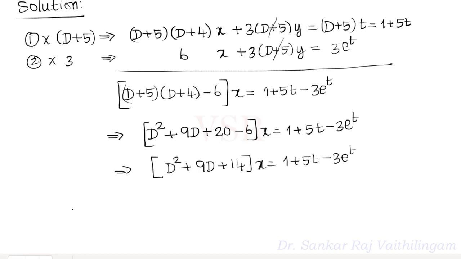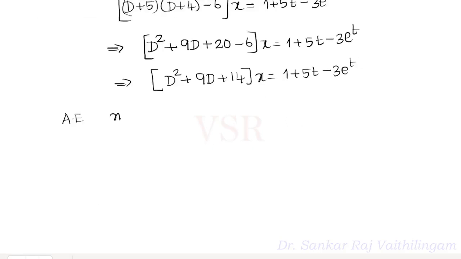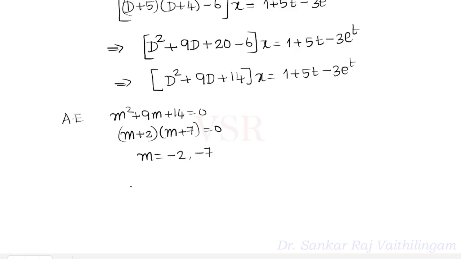Okay, the auxiliary equation is m square plus 9m plus 14 equals 0. So we have (m plus 2)(m plus 7), correct? Two times seven is 14, and the sum is 9, equal to 0. So m equals minus 2 and minus 7. Then the general solution is x(t) equals a e to the power minus 2t plus b e to the power minus 7t.